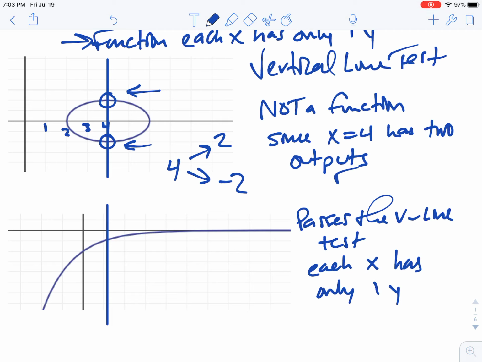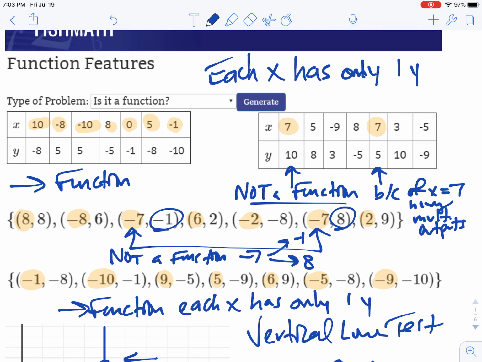The previous one failed the vertical line test, meaning that the vertical line crossed more than once, so it wasn't a function. And that's how you tell how a graph is a function, how a set of coordinate pairs is a function, and how a table is or is not a function. We're looking to see, does each x have only one y? If it does, then it's a function.